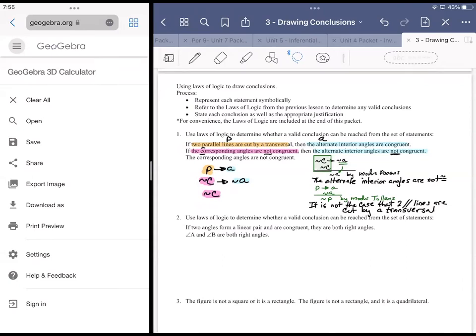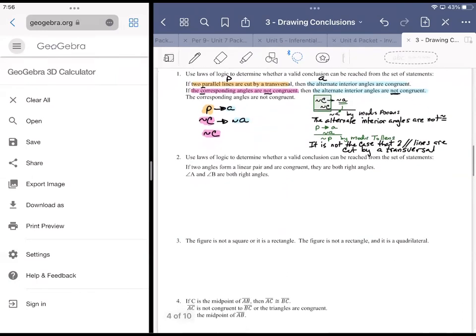Right. So number two, laws of logic to determine whether a valid conclusion can be drawn. If two angles form a linear pair and are congruent, they are both right angles. Angle A and angle B are both right angles, right? So the first thing we want to cover here is the assumption that angle A and angle B are the two angles that are referenced in the first premise, right? So that's one thing that we would want to have in our mind.